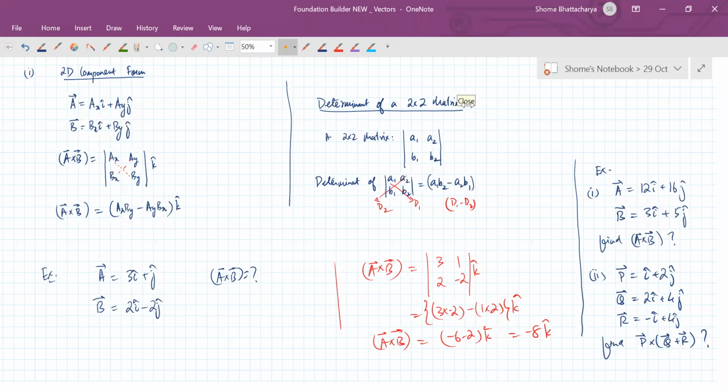Yes, very good, Shrey, that's correct. Sumit, you have to give the unit vector also. Your magnitude is correct. Yes, it's correct, Om. So good, all of you getting the first one correctly.